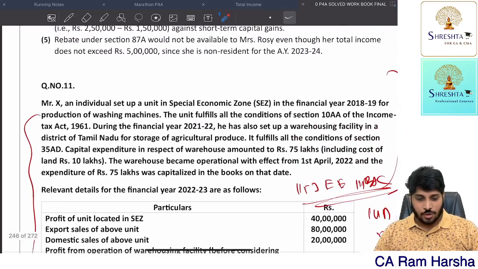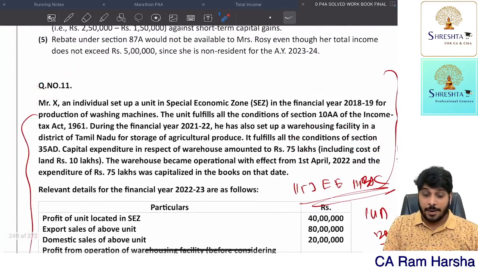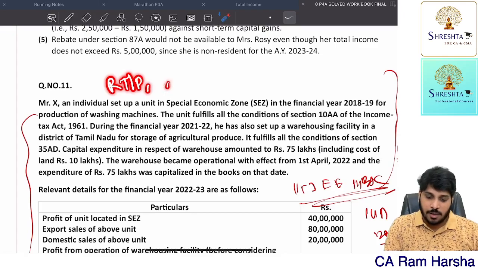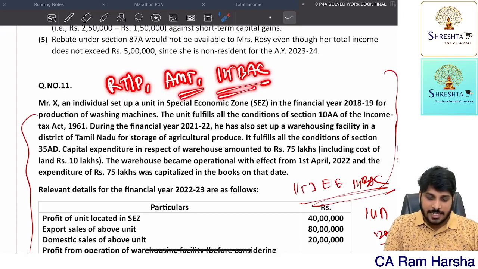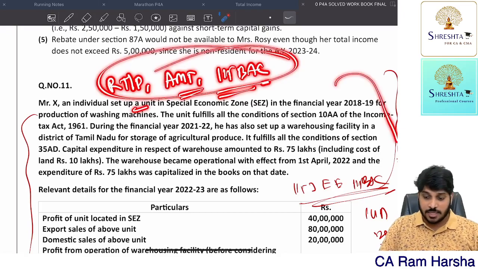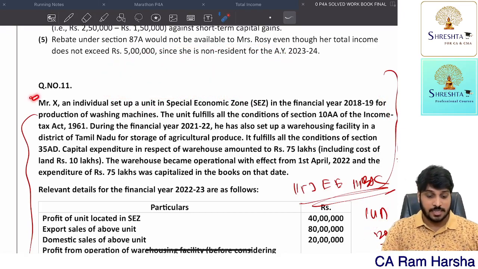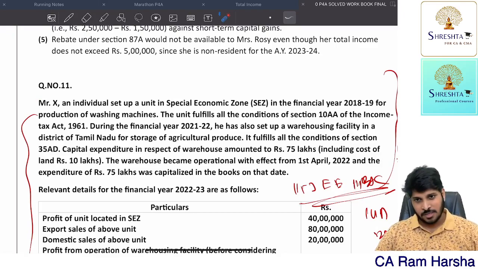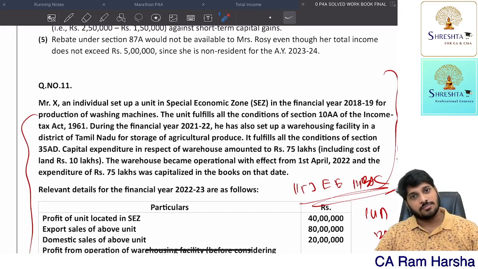I have told you about question number 11, which is a comprehensive problem on regular tax payable, alternate minimum tax, and 115 BAC optional tax regime. All these three put together make one question. There is a high possibility that a similar question might come. I hope you're clear.